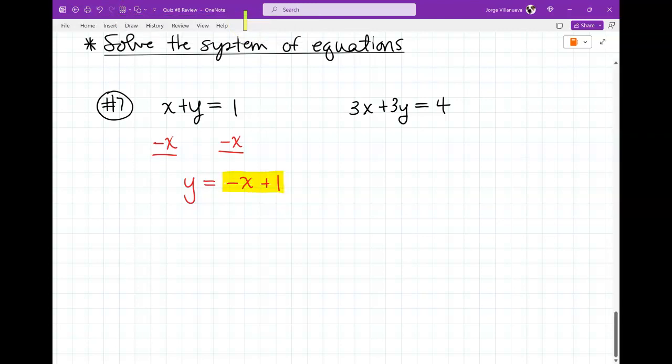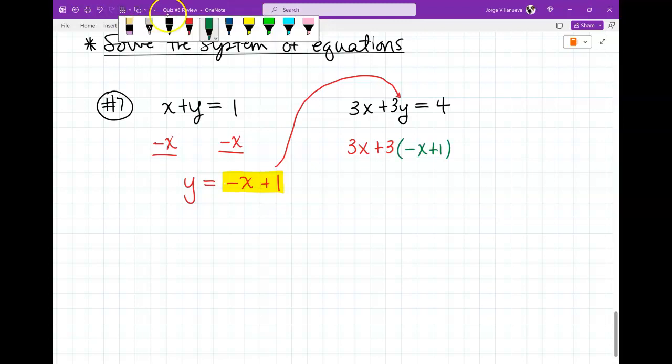Remember, if you're going by the steps, step number 1 was to separate your equation. Step number 2, choose an equation and pick a variable to solve for. Step number 3, which we're going on right now, once we solve for that variable, you're going to plug it in wherever the y is or the x is on the other equation. Okay? So we're in the middle of doing step 3. So this is 3x plus 3 times negative x plus 1 is equal to 4. Remember, I'm using the green just to know where I plug stuff in, so you know where this went, right?